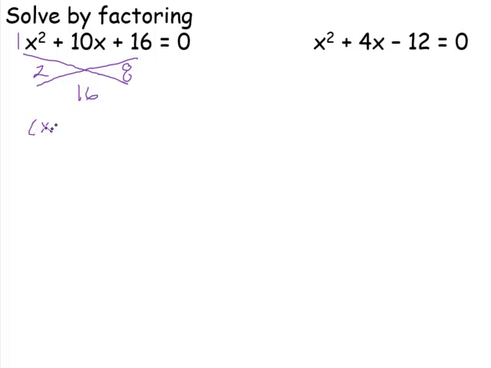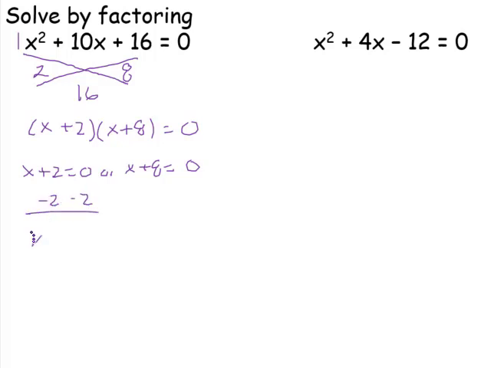So in this particular case, we have x plus 2 times x plus 8 is equal to 0. Then we use the zero product property: x plus 2 equals 0, or x plus 8 equals 0. Subtract 2 from both sides, we get x is equal to negative 2. Subtract 8 from both sides, and we have x is equal to negative 8. So our answers are negative 8, comma, negative 2. So those are two answers.